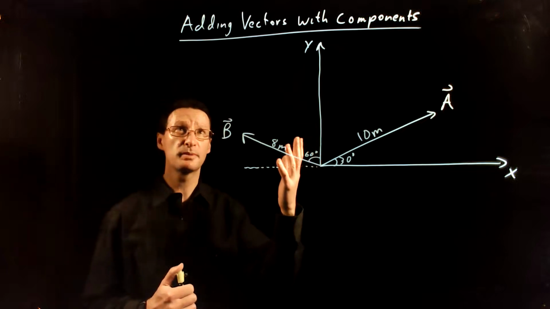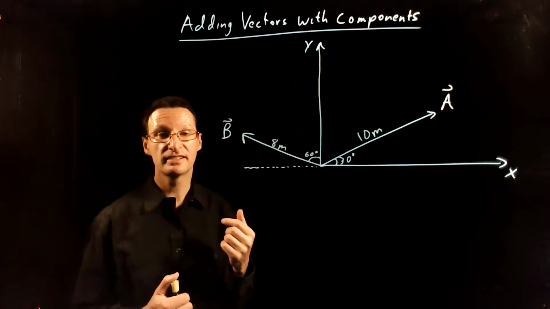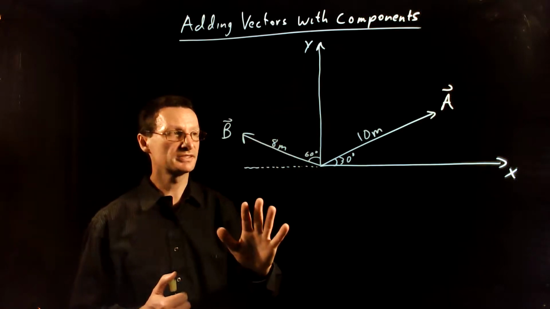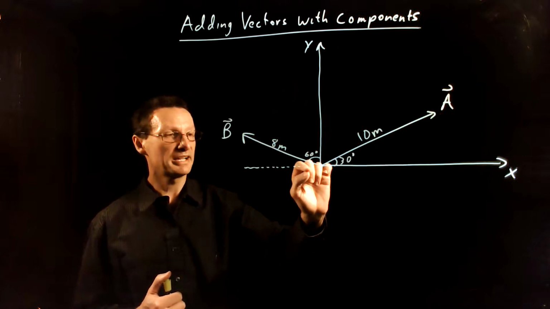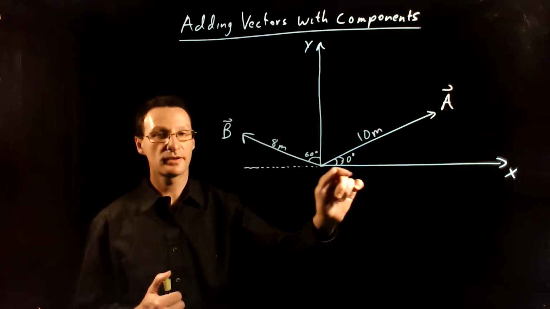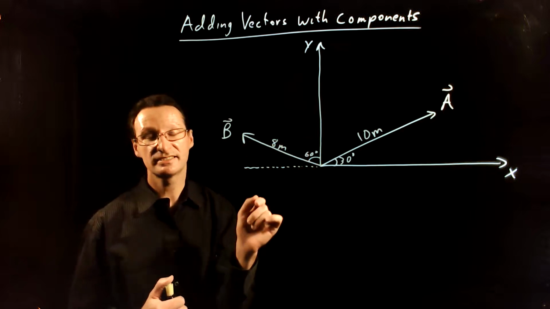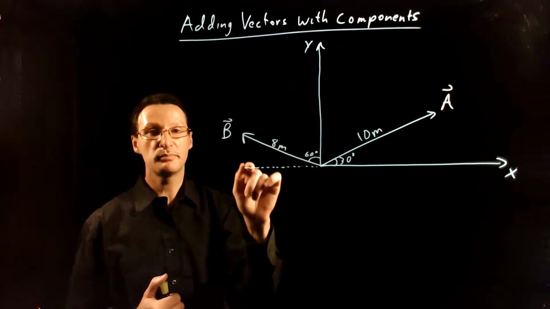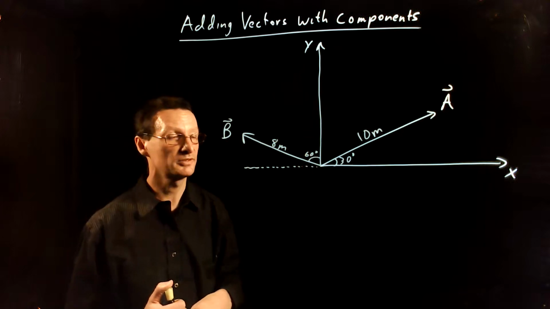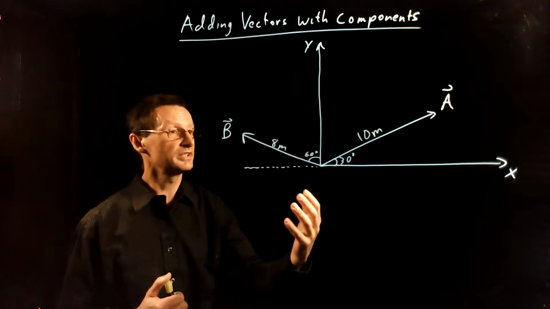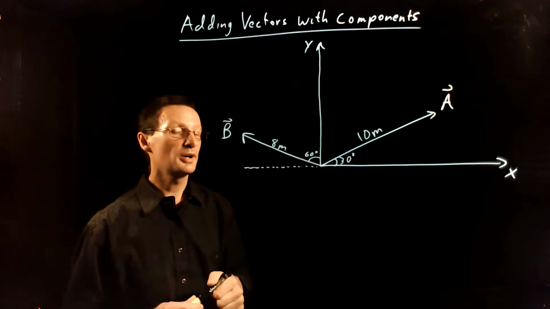I wanted to do an example with adding vectors with components. This is complementary to the tip-to-tail method. This is a two-dimensional example. I have two vectors, A that has a magnitude of 10 meters at an angle of 30 degrees to the horizontal, and vector B, which has a magnitude of 8 meters at 60 degrees to the vertical. And you notice that B has a negative x component, so we're going to have to take that into account.